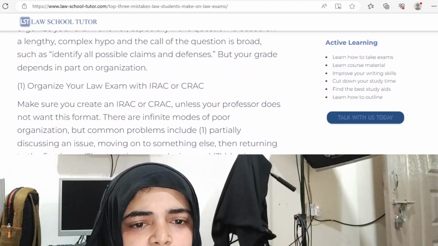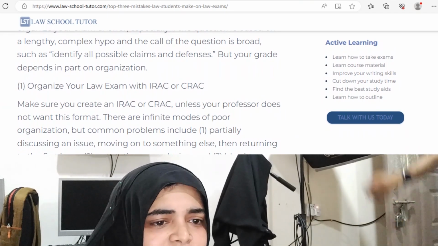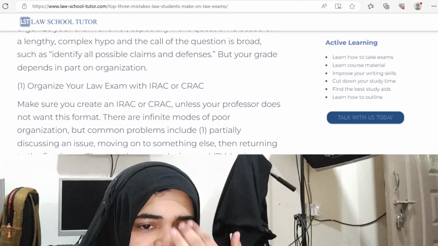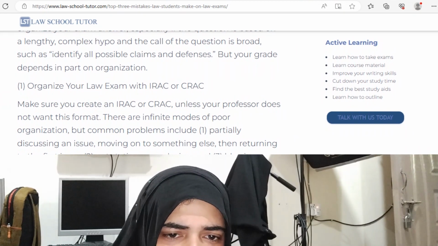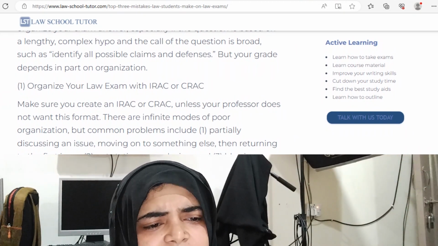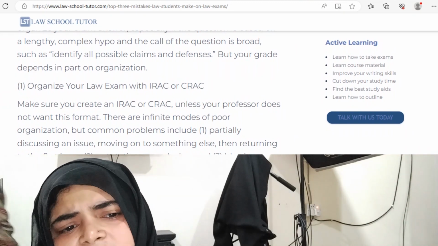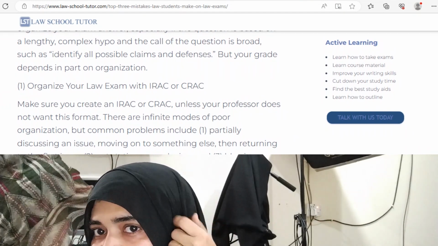Number one is organize your law exam with IRAC or CRAC. Make sure you create an IRAC or CRAC unless your professor does not want this format. There are infinite modes of poor organization, but common problems include: one, partially discussing an issue, moving on to something else, then returning to the first issue. Number two is not stating a conclusion, and third, blurring your statement of the rule and its application to the facts.